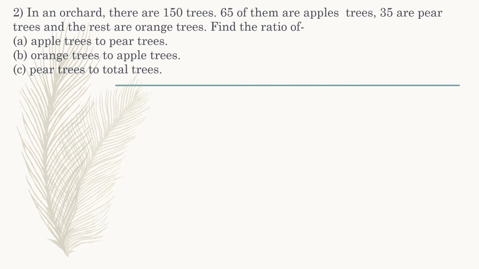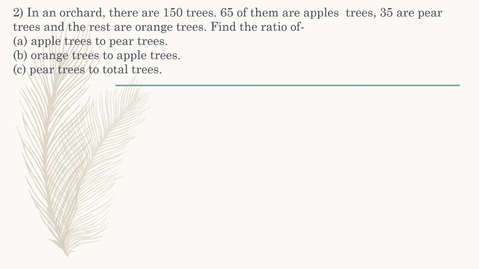Question number 2. In an orchard, there are 150 trees. 65 of them are apple trees, 35 are pear trees and the rest are orange trees. Find the ratio of A. Apple trees to pear trees. B. Orange trees to apple trees. C. Pear trees to total trees.